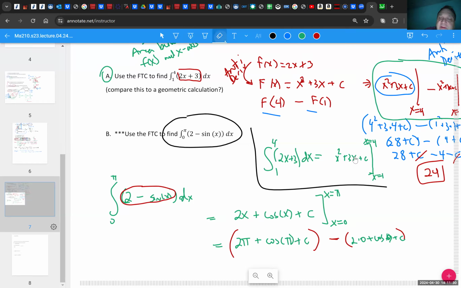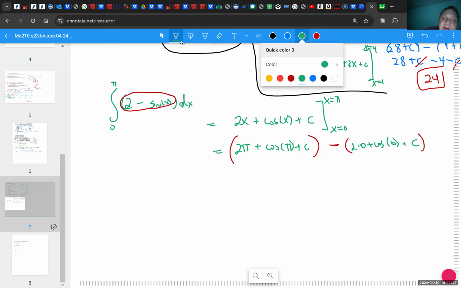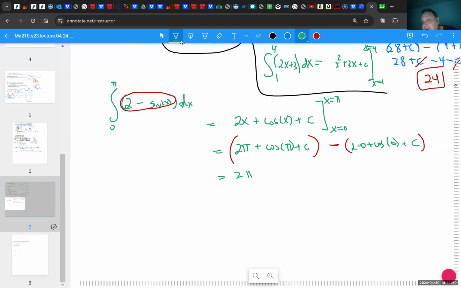All right, I didn't leave myself enough room there, so let me just fix that. Cosine of 0 plus c. And then we just have to do the math here, and we get the value of the area, or the value of this integral. All right, so what do I get here? I get 2 pi. Cosine pi is the x value at an angle of pi radians. So if I think of a unit circle and I go pi radians, I end up on the negative side of the x-axis with an x value of -1. And of course, I get my plus c.